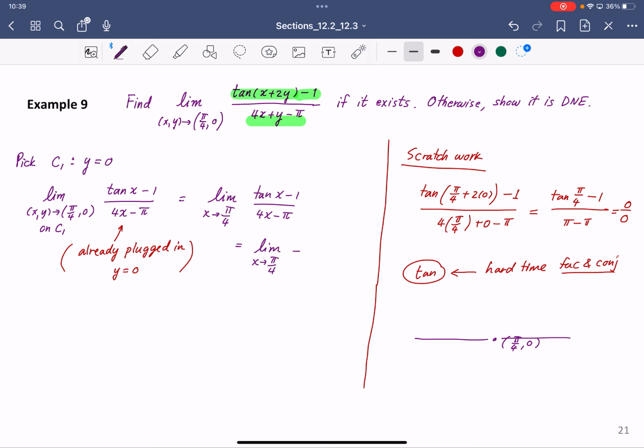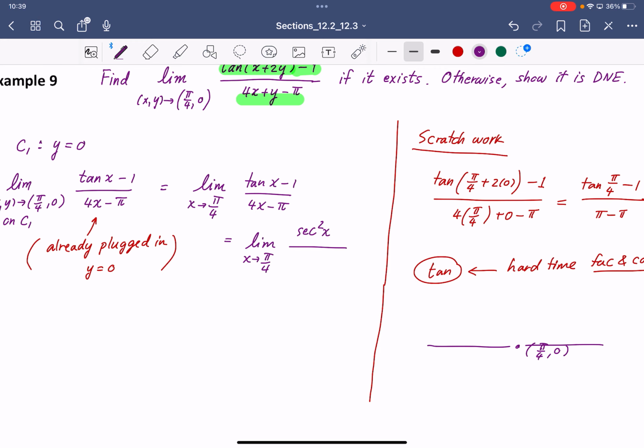Differentiate tan, you get sec square. And then differentiate the bottom part: you get 0, and then you get 4 minus 0 here. Now you have sec square x over 4. This is by using the L'Hopital rule. And then you plug in pi over 4 next. So the answer is going to be sec square pi over 4.